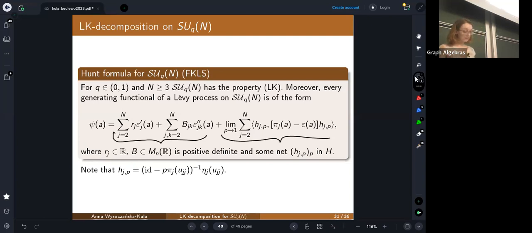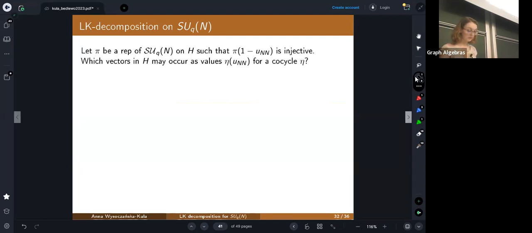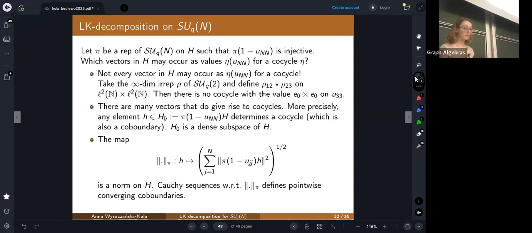Here there's one thing I would like to emphasize. It's no longer true that any vector in the Hilbert space H will give rise to a cocycle. Basically, we can find an example already in SUQ3, and then of course embedded in higher dimensions, of a representation and a vector that give rise to no cocycle. But still, we know that many vectors will define cocycles on this SUQN. And actually, we need to take some closure with respect to this specific norm.